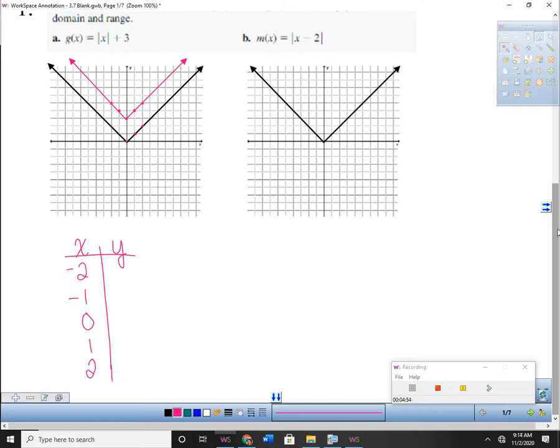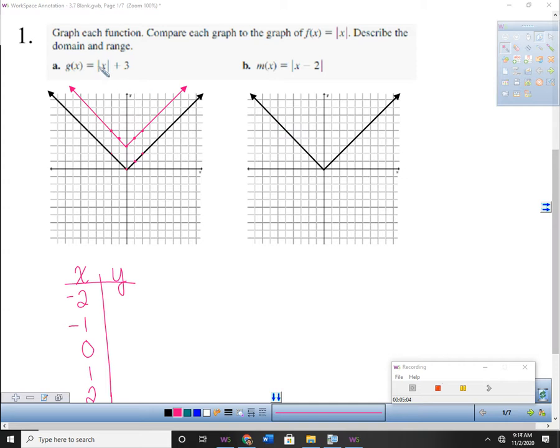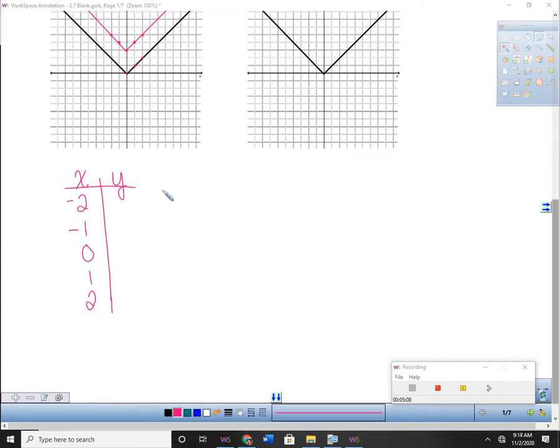So we're going to plug in negative 2, negative 1, 0, 1, and 2. So let's say I do that. I'm going to plug in for this x value right here. So I've got the absolute value of negative 2, and then I'm adding 3 to that, right? When you work these out, you have to do the absolute value part first. So what's the absolute value of negative 2? That's 2, and if I add 3 to it, that gives me 5, correct?